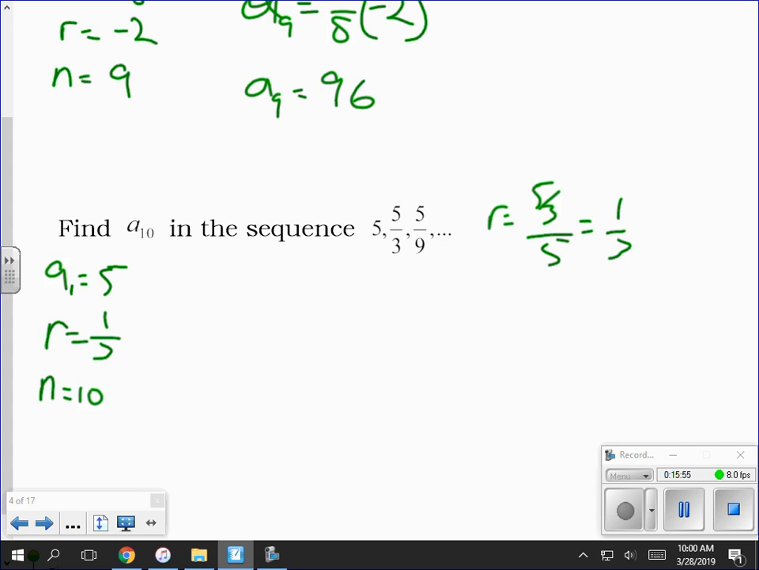And yes, it has to be fractions, not decimals, because we have fractions in there. If you give me decimals, you're going to give me an answer that's inaccurate. I will get an exact answer with fractions. And you can do fractional powers on your calculator. So I'm looking for the 10th term, a sub 10. It's equal to 5 times 1/3 to the 10 minus 1 power.